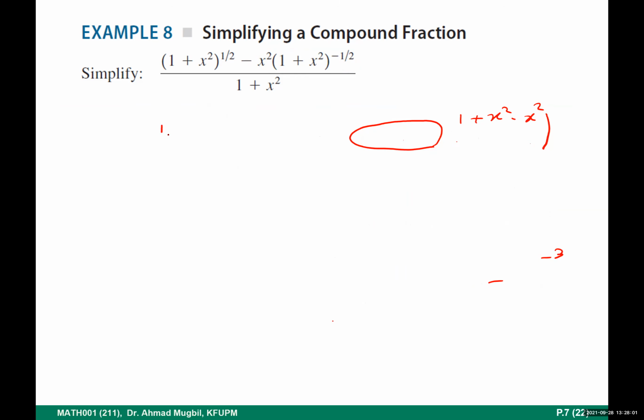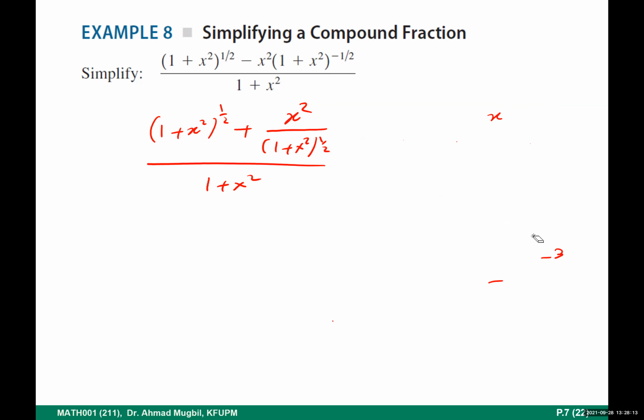You can write this as 1 plus x squared all to the power half plus x squared over 1 plus x squared all to the power half, all over 1 plus x squared. Is that right? What I did, instead of the negative power, I converted it to a positive power and put it in the numerator. Where is the minus? With the two terms. This one you mean? Yes. It is subtraction, yes. Right.